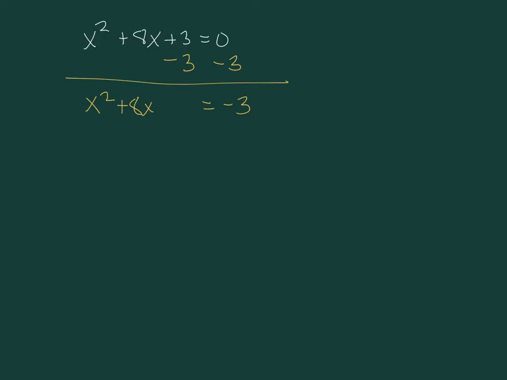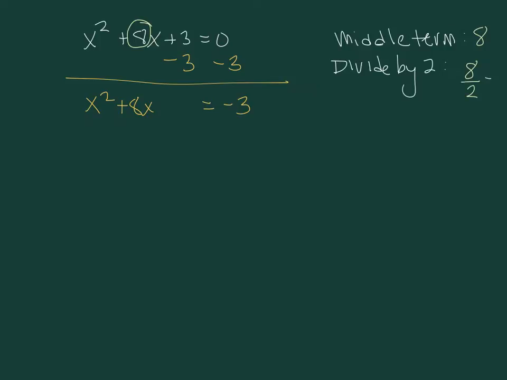The reason I left a space is because, remember, when completing the square, what you do is you take the middle term. In this case, the middle term is 8, so whatever your middle term is, you divide by 2. So what we're going to get next is 8 divided by 2, which equals 4, and then you finally square the result. So that would be 4 squared, which is equal to 16.